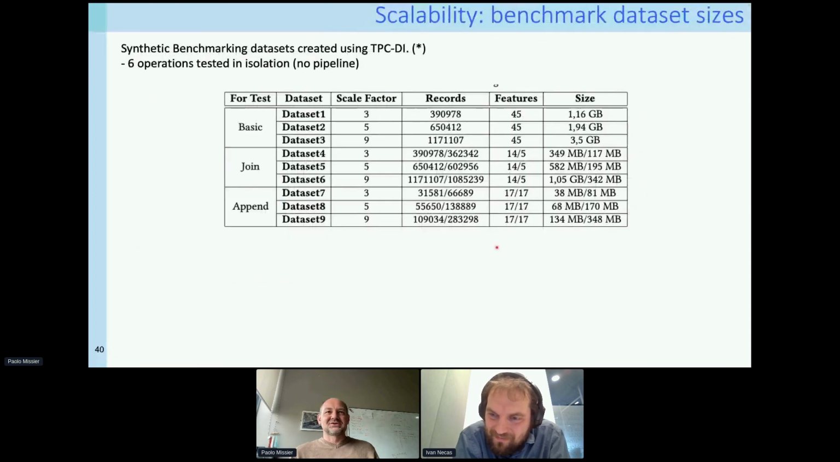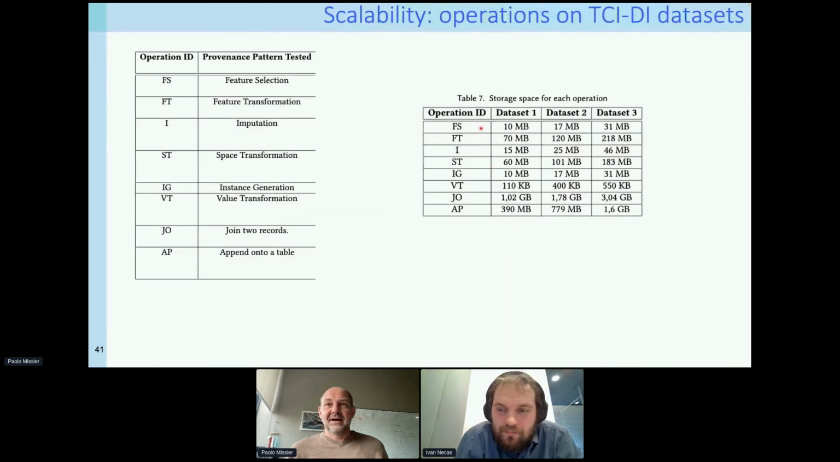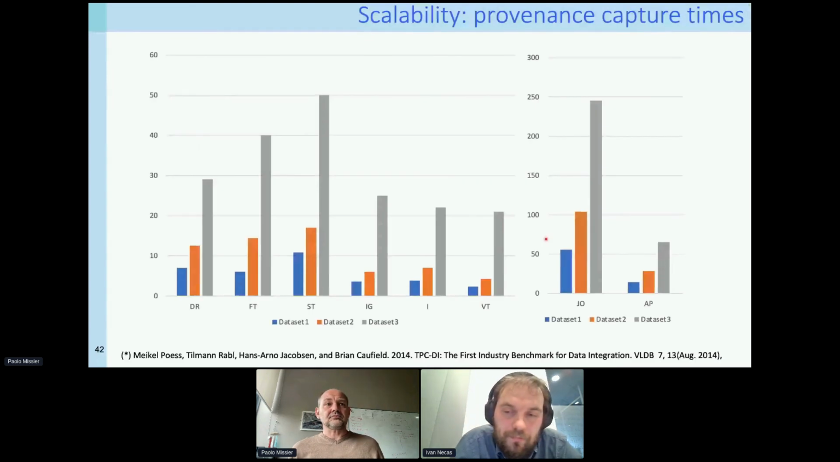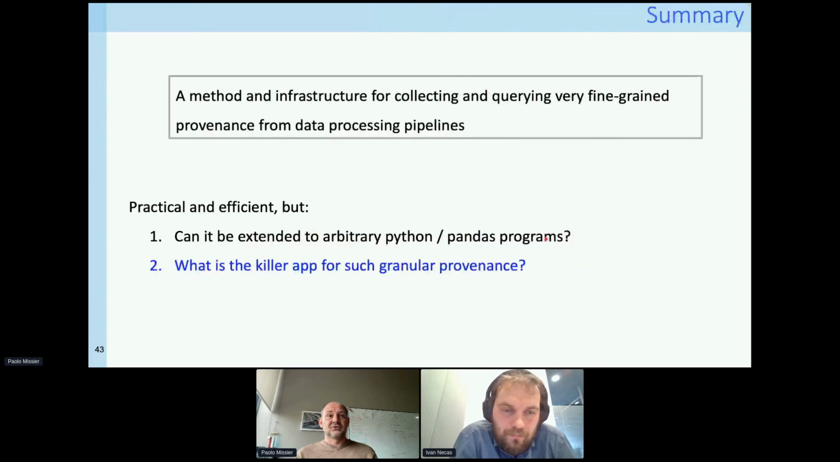Let me roll back. Okay, so with this database size, we have the corresponding storage cost for each operation here, independent of any pipeline. It's just naked operators, one at a time. And this is the space that it takes to store the provenance in Neo4j in this case, for each of the operators for each of the scales. So you get an idea. This basically says that we scale in a fairly predictable way, so things are under control.